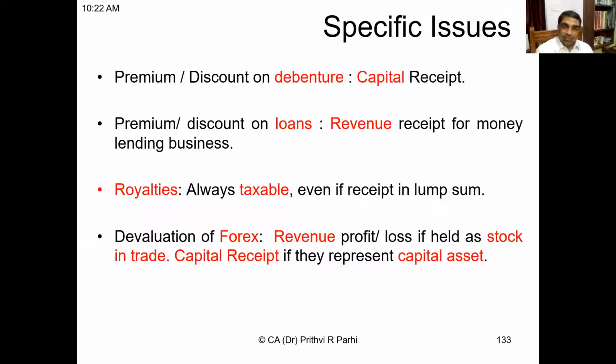Then royalties. Royalties are normally always treated as a revenue receipt, and they are taxable. One more situation is devaluation of foreign exchange. Foreign exchange has devalued, and because of that you are earning some more money or losing some money. It will be treated as a revenue receipt or loss if it is held as stock in trade. But if it is relatable to a capital asset, then it is a capital receipt or loss.